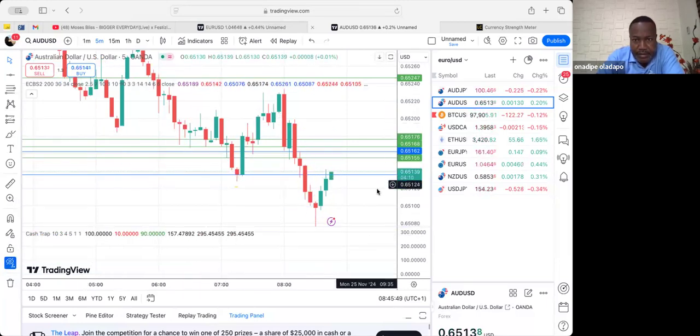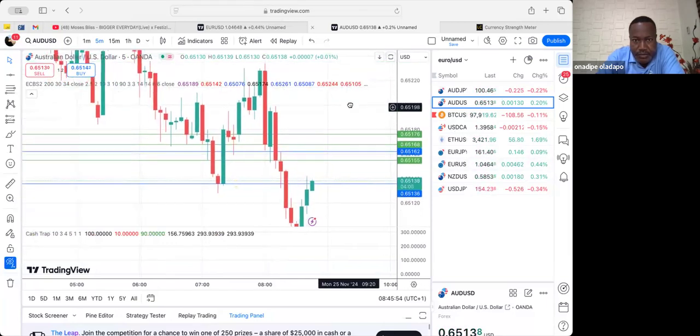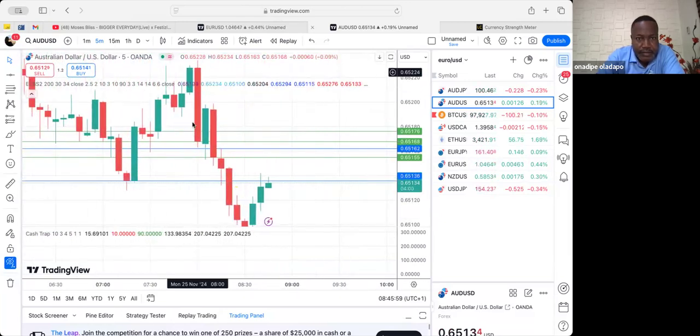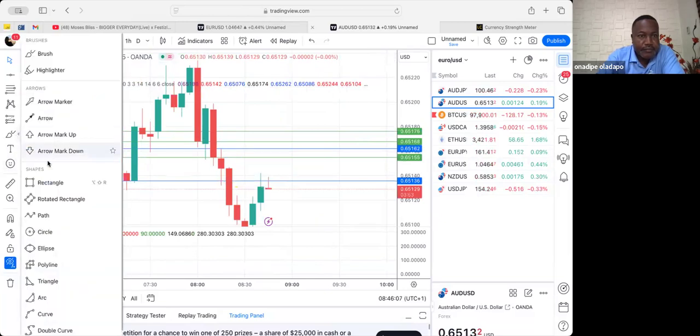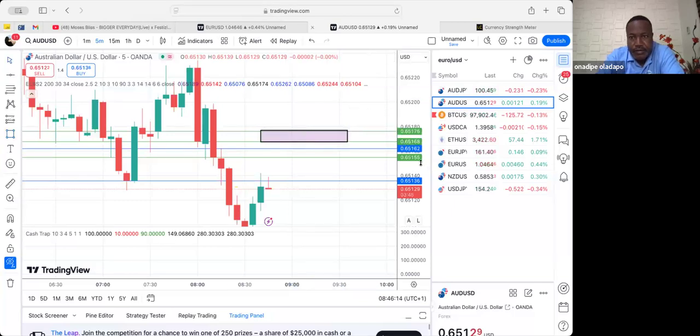So we have an area here. That's 168 to 178. You can see the market came here and then went up, spanked. So the area I'm going to look out for now is here. 168 to 178 on AU. So on AU, I'll type it out, 168 to 178.